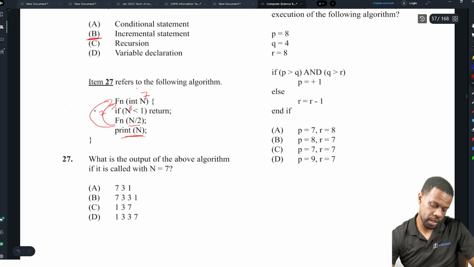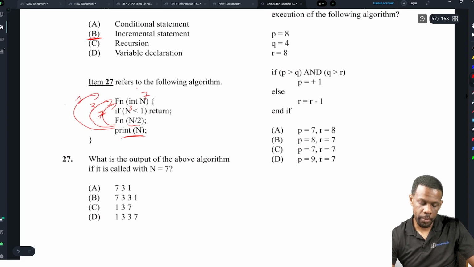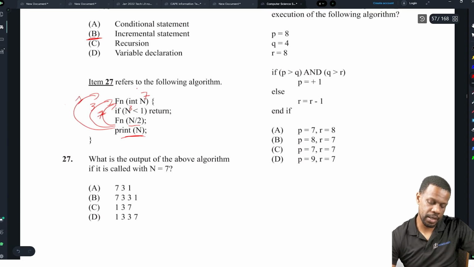7 is the first one that goes back up, 3 is the next one that goes back up, and then the next one that goes back up will be 1. But because of how recursion works, the last thing that will happen is that it will print n. The n that will print from the last time the function runs will be 1. Alright, it will print 137.